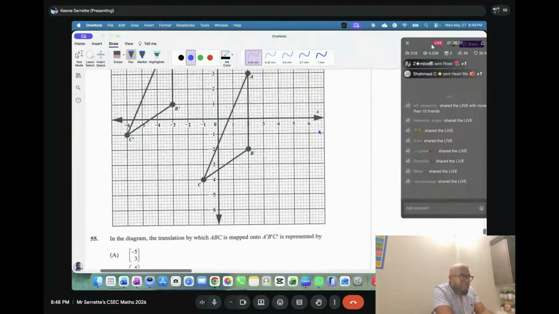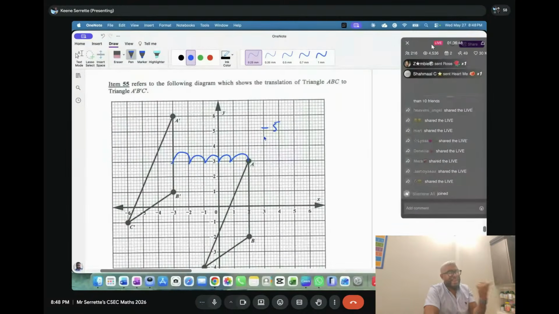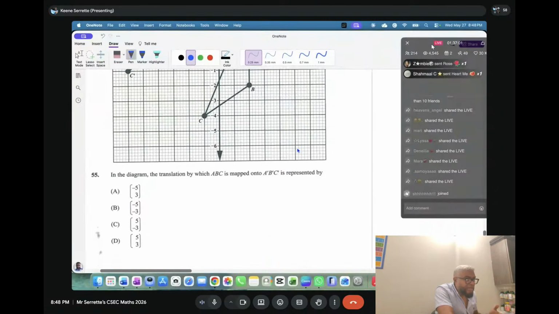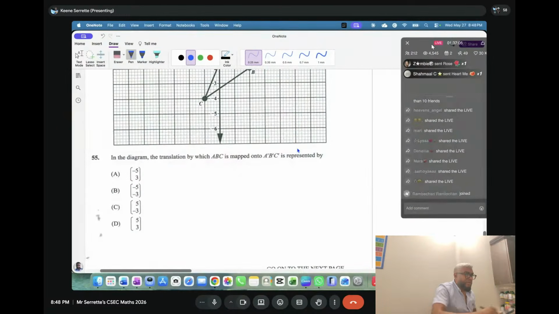What's going on here? There's a translation. How much are you going by? 1, 2, 3, 4, 5, so -5 to the left, and then you're going 3 up, positive 3. Everybody good there? Yes, so it's a translation. Excellent. So A.